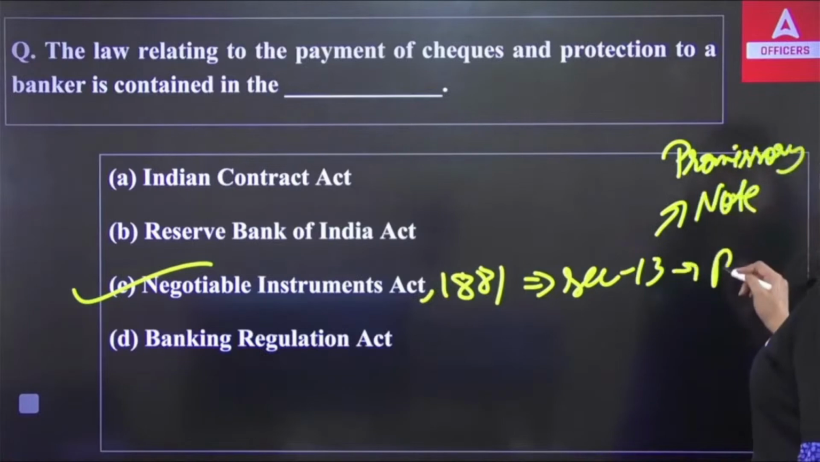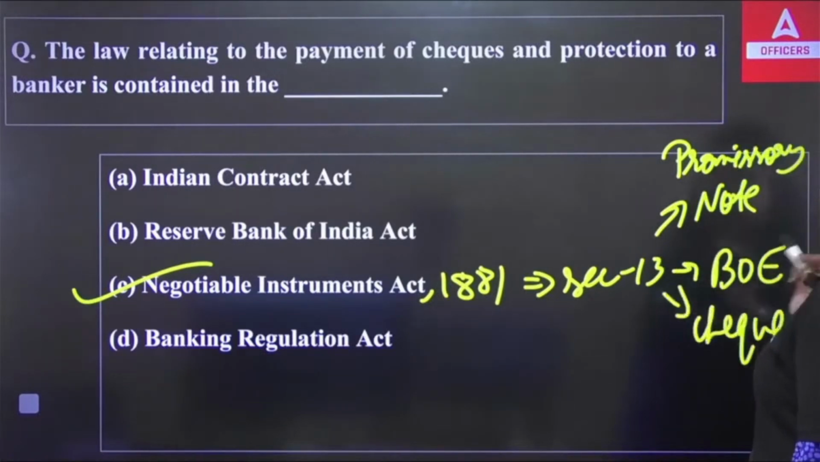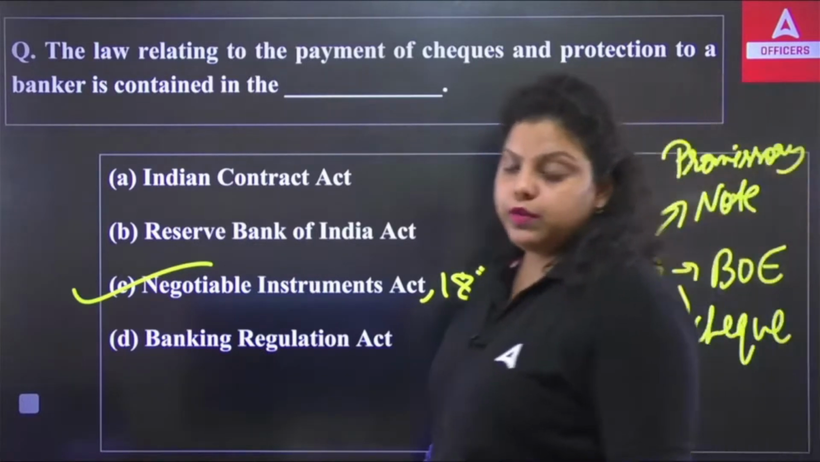Second, we have bill of exchange. And third, we have check. Okay, these 3 types of negotiable instrument we have: promissory note, bill of exchange, and a check.